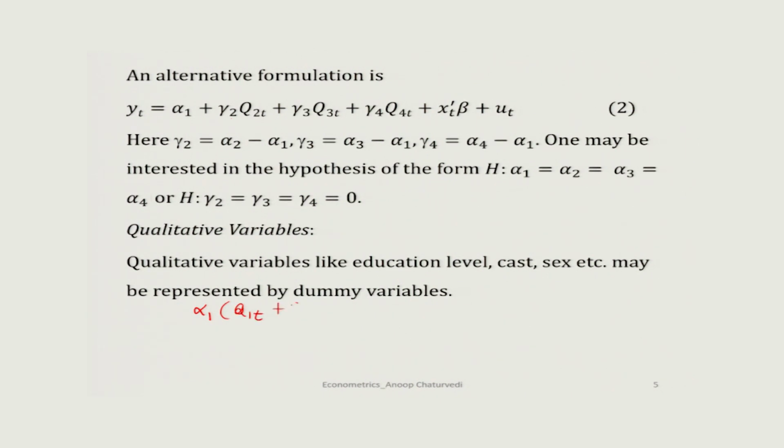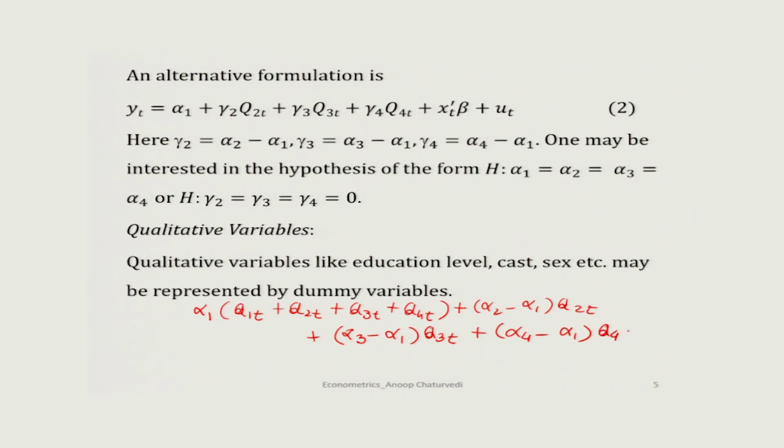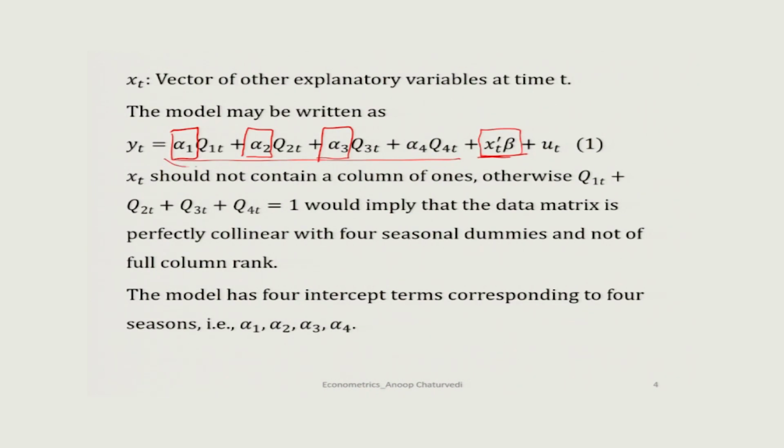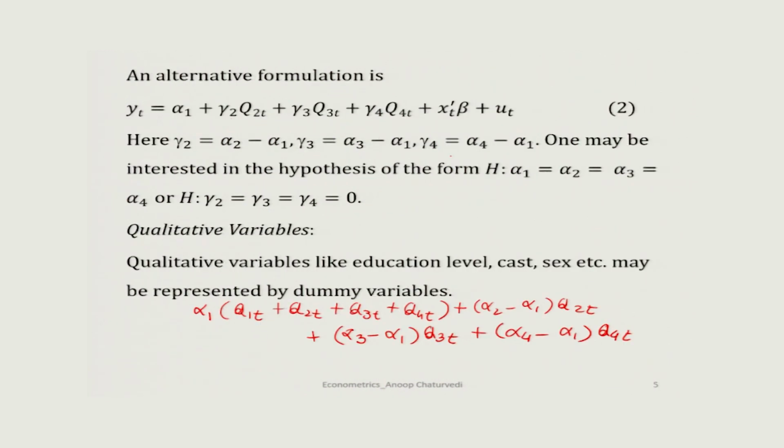q1t plus q2t plus q3t plus q4t plus you have alpha 1 q2t here. So, you take alpha 2 minus alpha 1 q2t plus then alpha 3 minus alpha 1 q3t plus alpha 4 minus alpha 1 q4t. We are leaving the other terms. So, we can write this part of the model in this form.